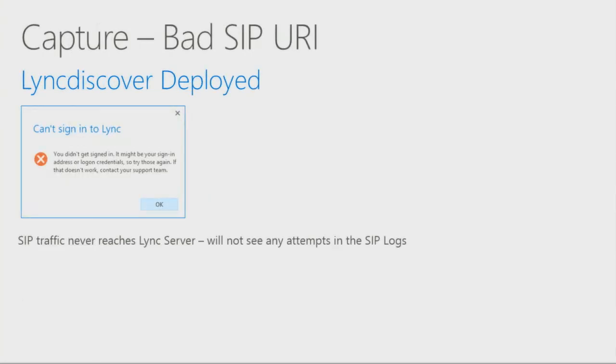So, a bad SIP URI. When Lync Discover is deployed in this environment and he goes to log in, you may get this: you didn't get signed in, right? It may be your sign-in address, maybe your credentials, I don't know. I just know you can't get in, so try again. The important part is, if you're doing a SIP trace on the server and a user goes to log in, you'll never see SIP traffic hit the server. It'll never reach there because they didn't get a response back with Lync Discover deployed. Lync Discover is actually what stopped the login process, not a failure to authenticate or log in on the server. Much different than in 2010 and the SRV. With SRV, we'd always get there, and then you could capture information on the server and you'd see it's being blocked or denied.